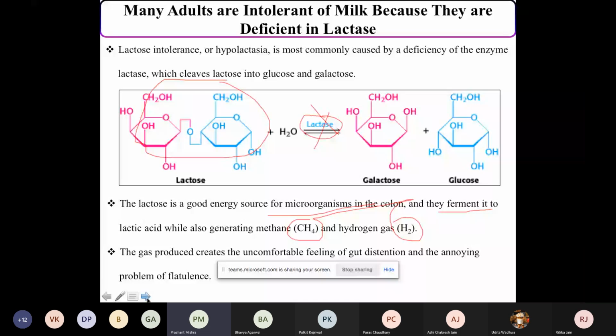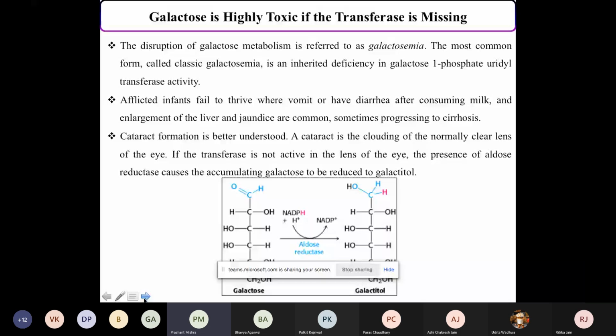Now there is another problem which happens when galactose accumulates, because galactose becomes highly toxic for the cell. Let us see what toxicity can happen because of galactose, and when it happens. You will see that galactose metabolism is absent in case of galactosemia. Galactosemia refers to a deficiency of the enzyme galactose 1-phosphate uridyl transferase.